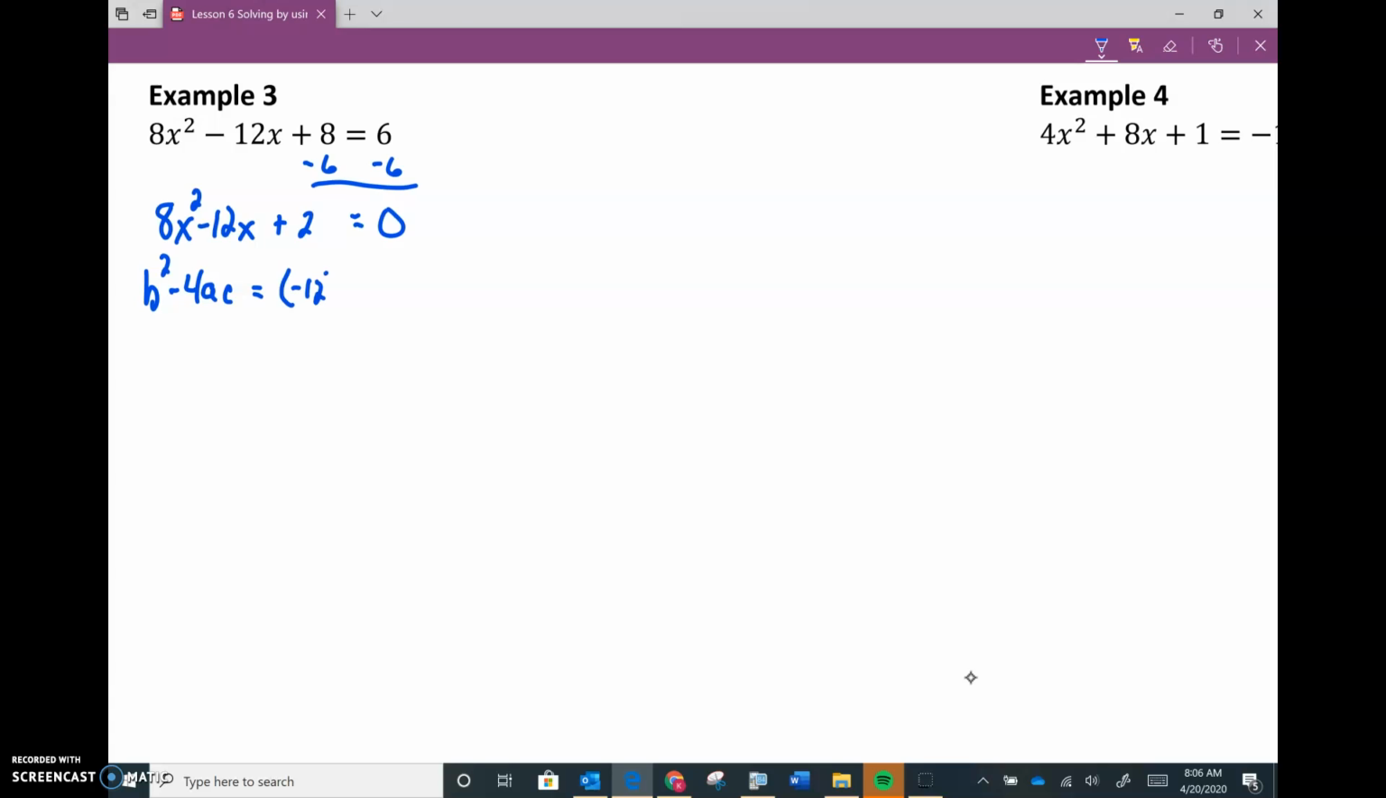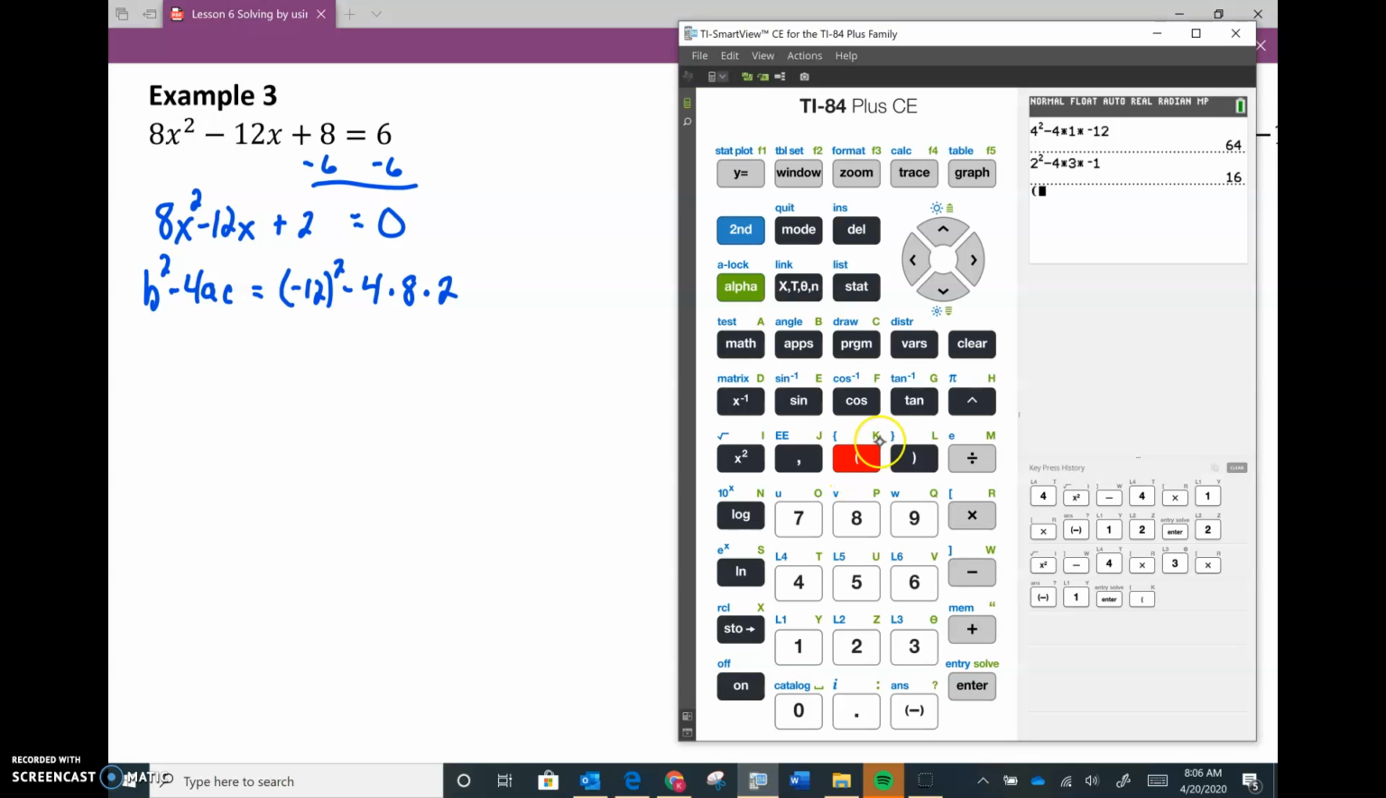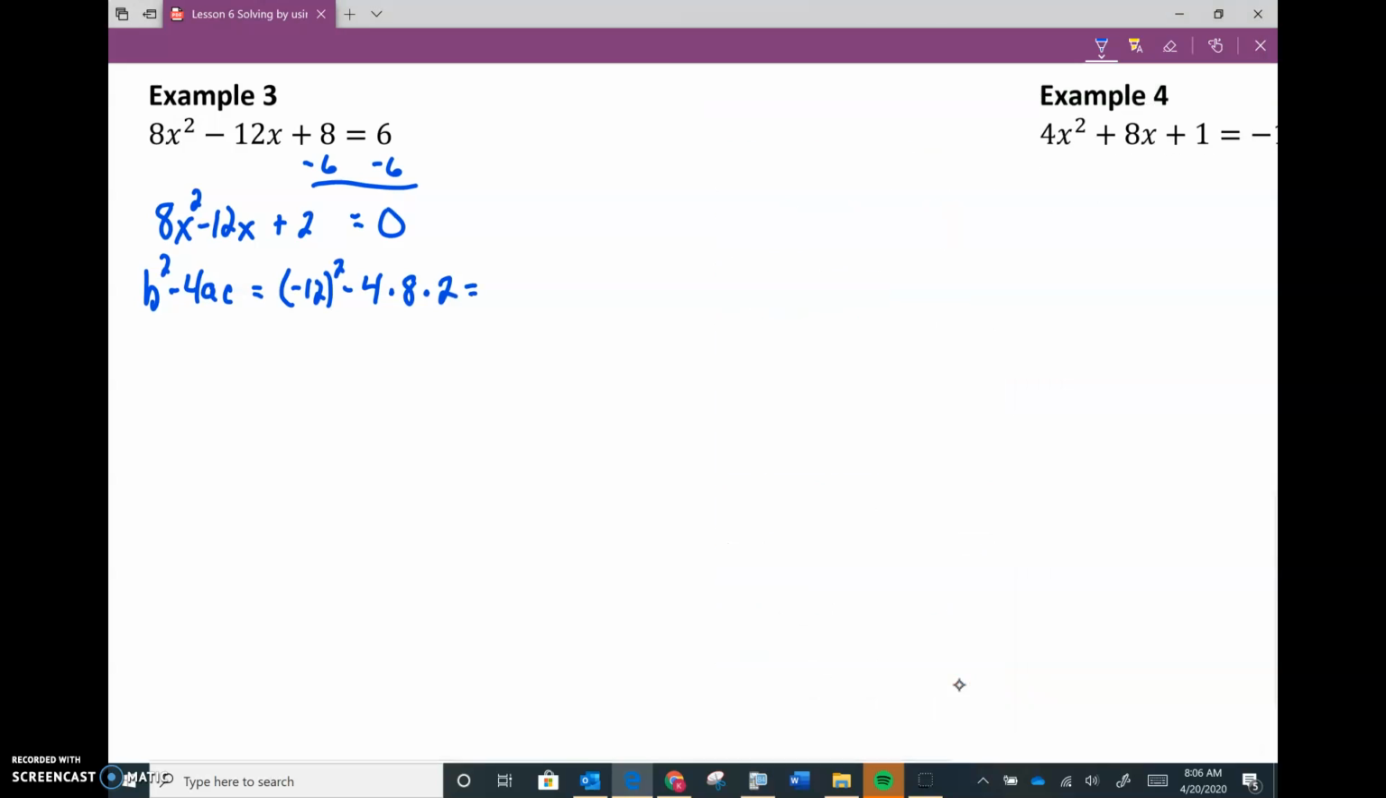So negative 12 squared minus 4 times a times c. Notice how I got parentheses here. That is extremely important, especially when you're using this graphing calculator. So we want parentheses around negative 12 when we square it. So whenever that base is negative, make sure you have parentheses around it. Minus 4 times 8 times 2. So that gives us 80, which means it's still greater than 0, so I'm still going to have 2 real answers.